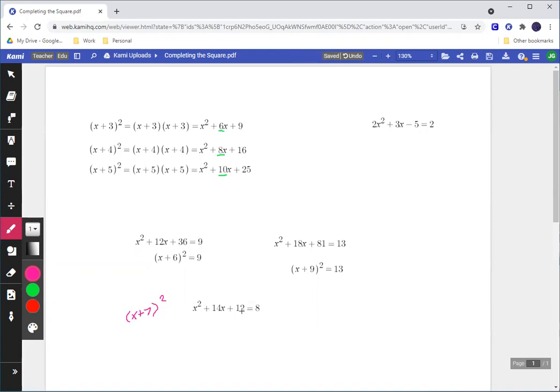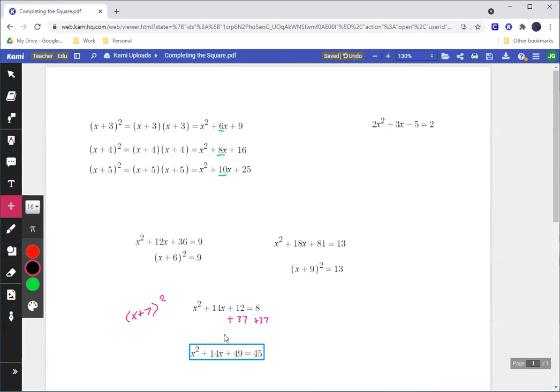So all we need to do to turn it into a 49 is to add 37, which, because it's an equation, we must add to both sides. And that's going to give us x squared plus 14x plus 49 equals 45. Okay, and now we have our pattern, which we can then replace. x plus 7 squared equals 45.